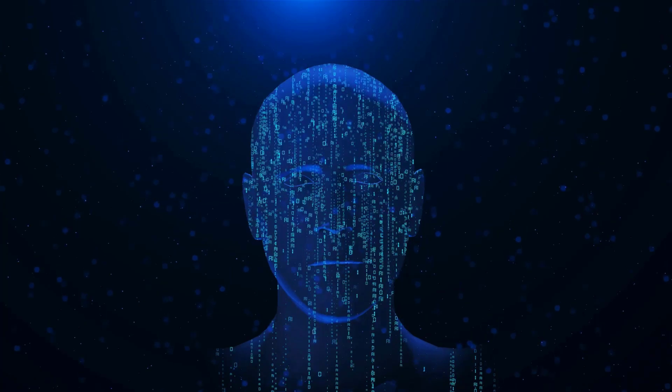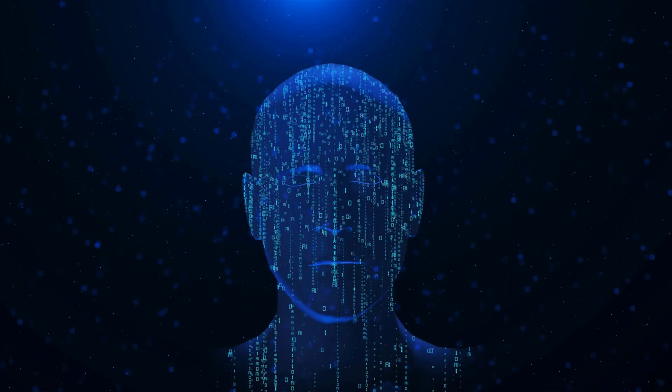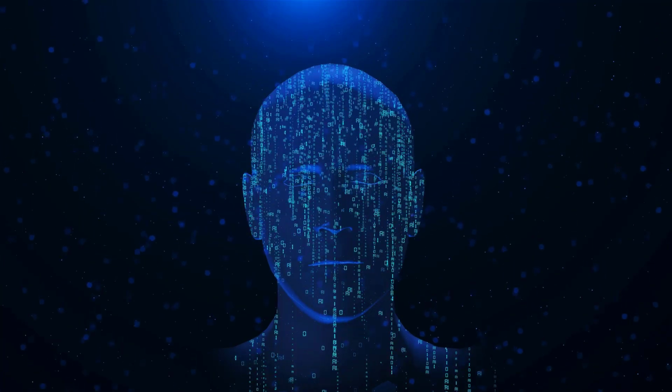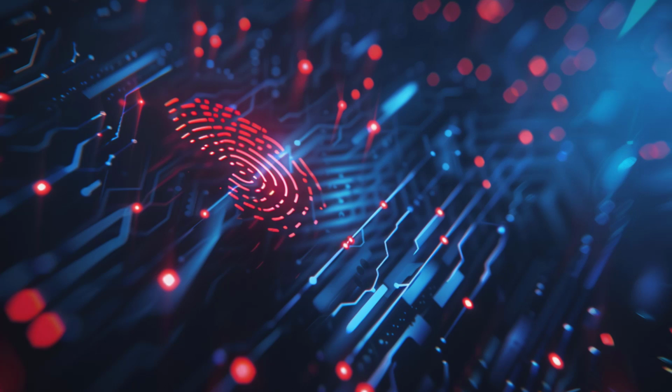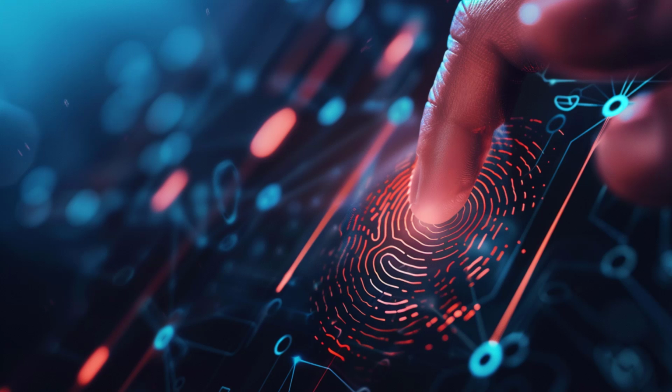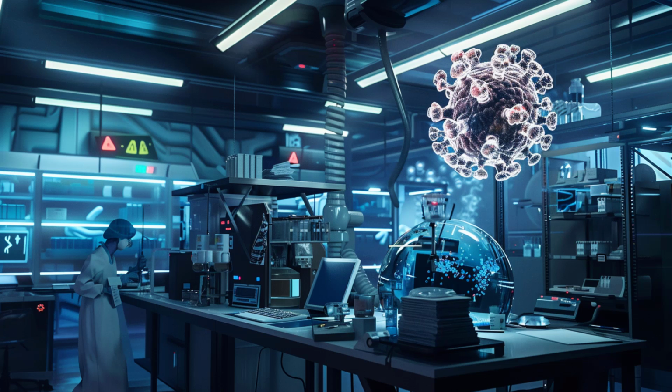Next up is biometric identification, another critical area of AI application in forensic science. AI algorithms are now capable of facial recognition, fingerprint analysis, and other biometric identification methods with remarkable precision. These techniques have proven to be highly effective in identifying suspects and victims, making them an indispensable part of modern forensic investigations.